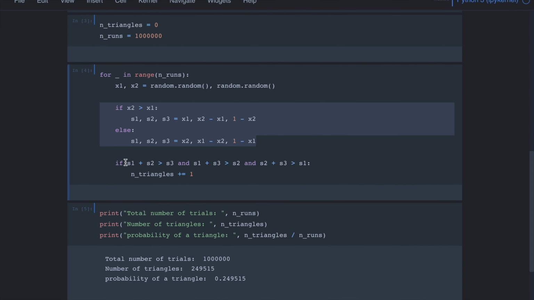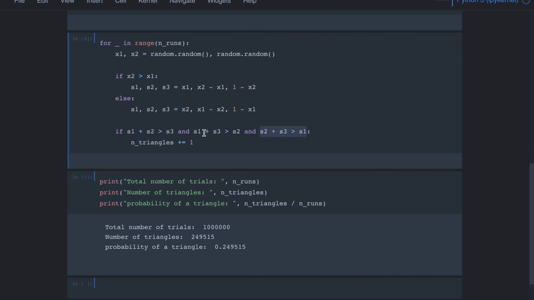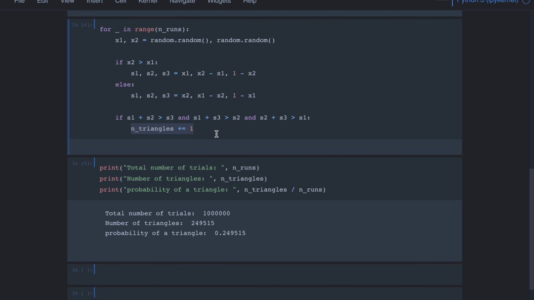So here we are checking if s1 plus s2 is greater than s3, and s1 plus s3 is greater than s2, and finally s2 plus s3 is greater than s1. So we are checking that the sum of every two segments is larger than the third segment. If that's the case, that means we can form a triangle with those three segments, so we increase the number of triangles, or favorable outcomes, by 1. After this, we are just making some print statements.